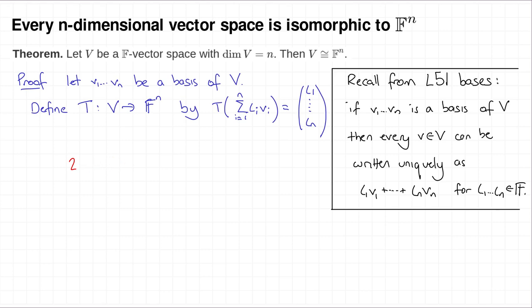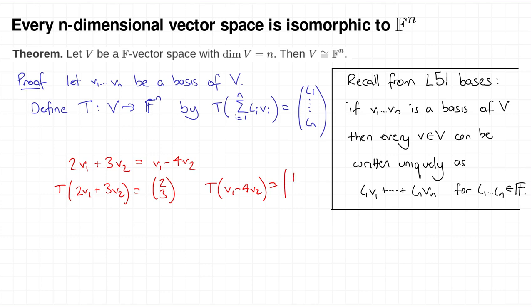Let's get these names right. 2 times v1 was equal to 2 times v1 plus 3 times v2 was equal to v1 minus 4 v2. Then we'd have a real problem, because T of the first of those would be equal to 2, 3, and T of the second one would be equal to 1, minus 4. And then if those things are supposed to be equal, then T should take them to the same place. So if that could happen, we would have a real problem.